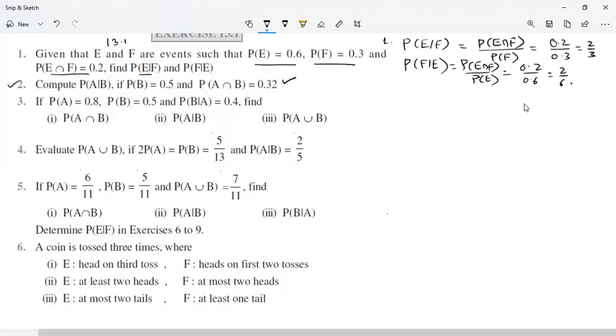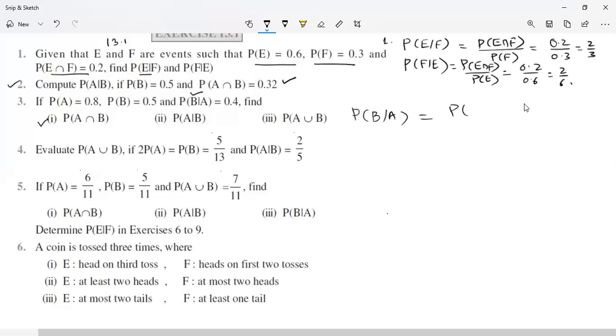So, in question number, I think we take question number 3. Question number 3, probability of A intersection B. First, we have to find probability of A intersection B and probability of B when A has happened. This is given, so we will apply this formula.